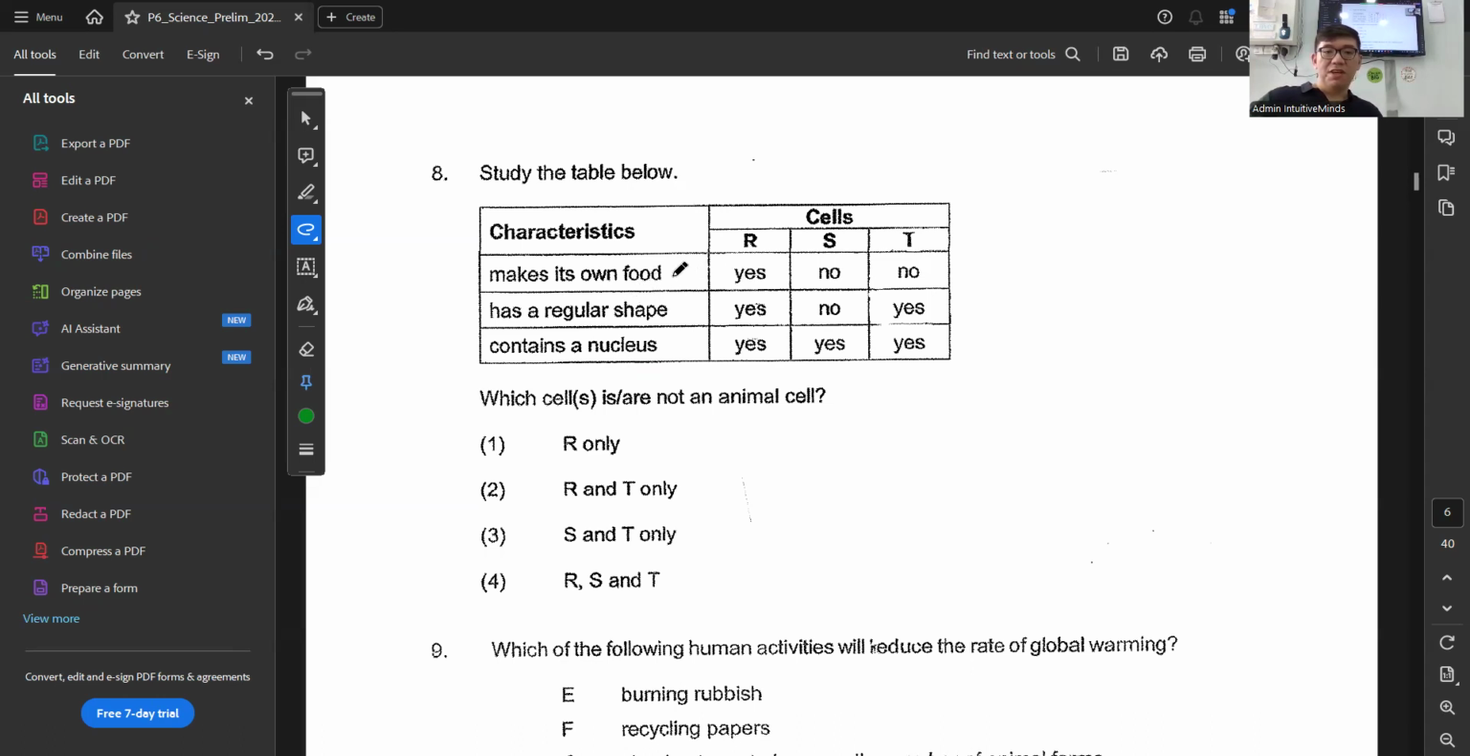So makes its own food, okay? That tells you the plant cell. It's a regular shape, definitely is a plant. Contains nucleus. All right, so S is a plant. What about T? Makes its own food, no. Okay, so that's not a plant, has a regular shape.